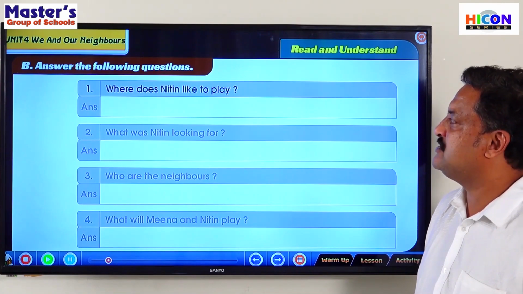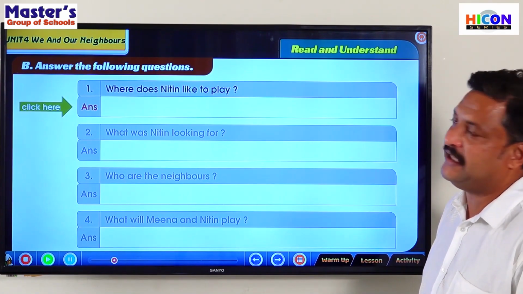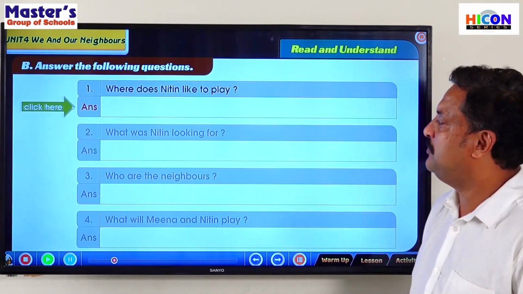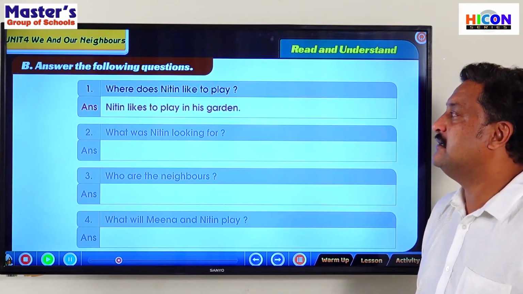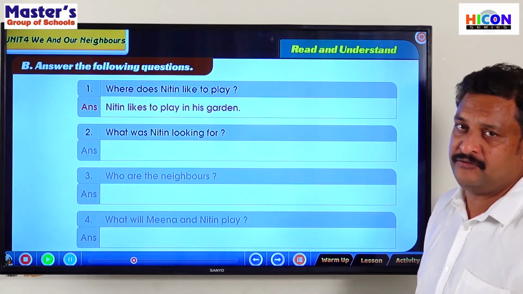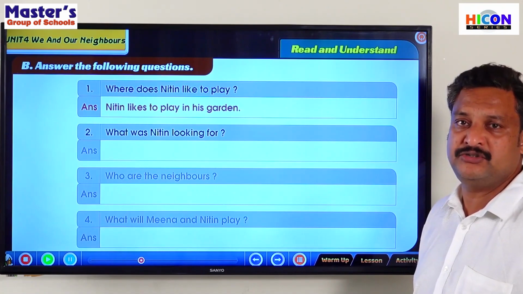Yes, the first question is, where does Nitin like to play? So, where does Nitin like to play? And the answer is, Nitin likes to play in his garden. So, there is a garden in front of Nitin's house where he would like to play.